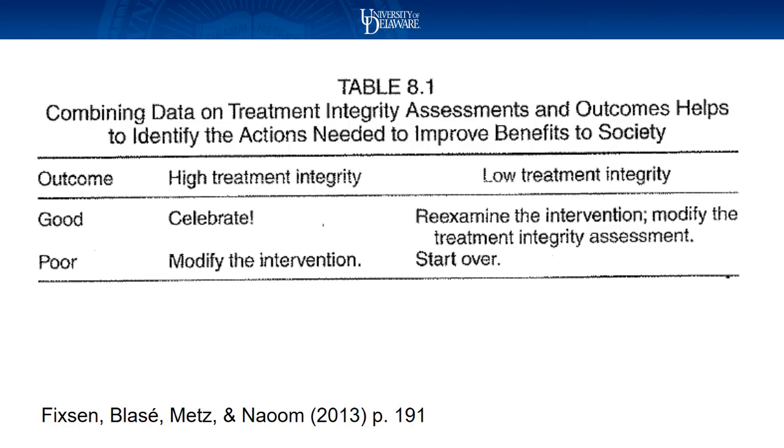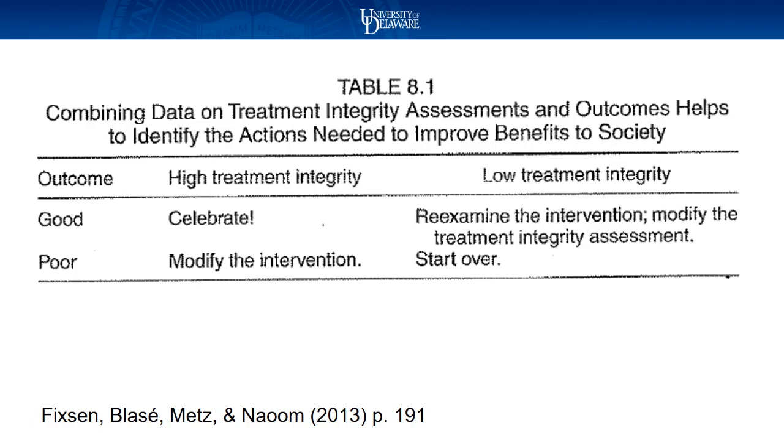So here we have a matrix that's crossing levels of treatment integrity, high and low, across outcomes, good and poor. So if we have high treatment integrity and a positive or good student outcome, it's cause to celebrate. The intervention was done as it was supposed to, the student responded as they were expected to, everything's going great.